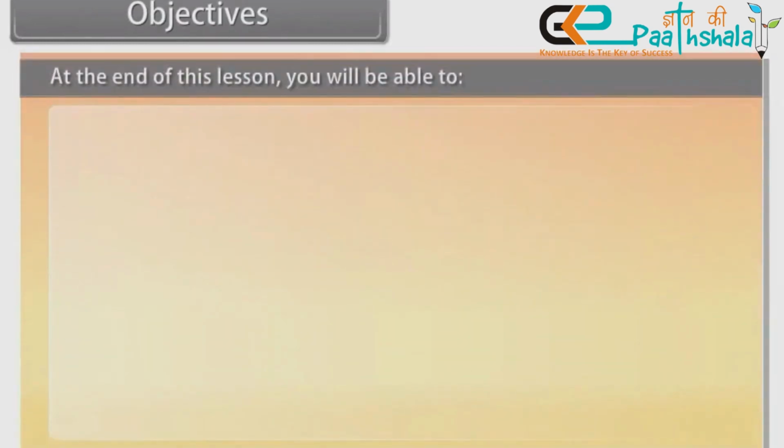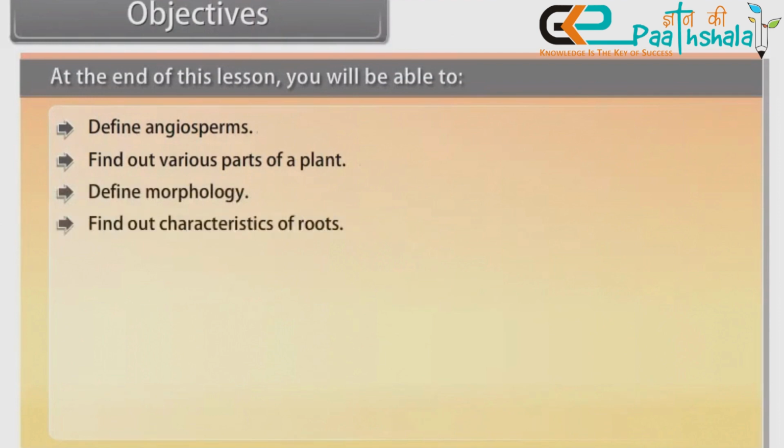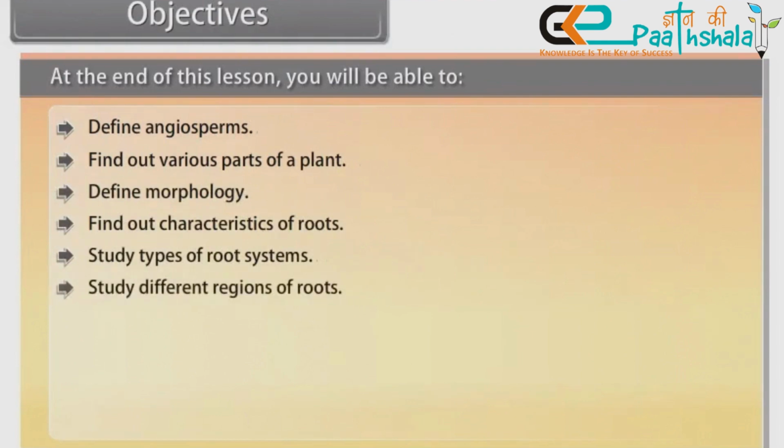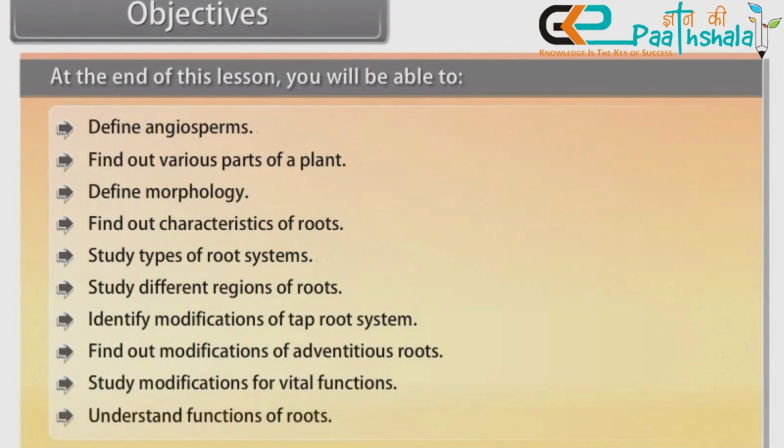At the end of this lesson, you'll be able to define angiosperms, find out various parts of a plant, define morphology, find out characteristics of roots, study types of root systems, study different regions of roots, identify modifications of taproot system, find out modifications of adventitious roots, study modifications for vital functions, understand functions of roots.